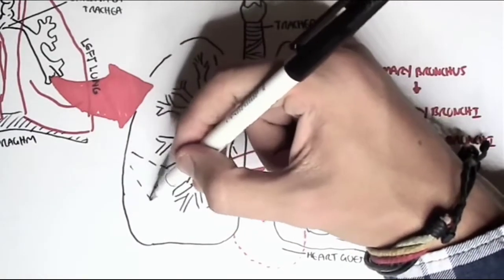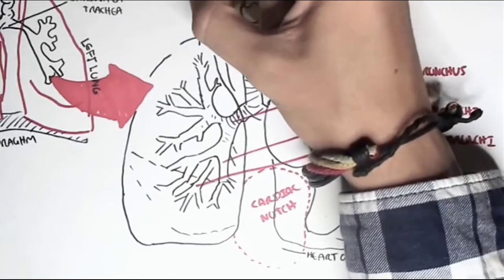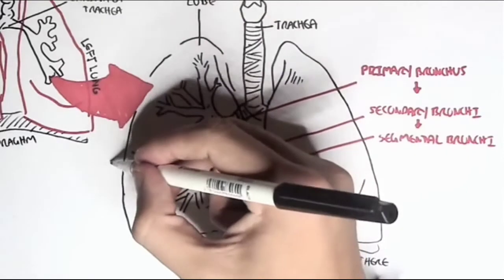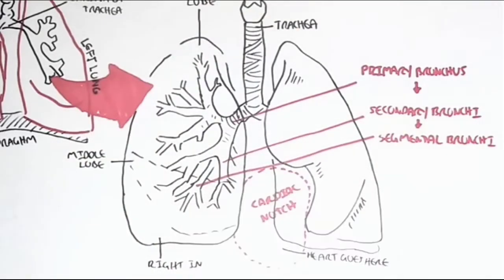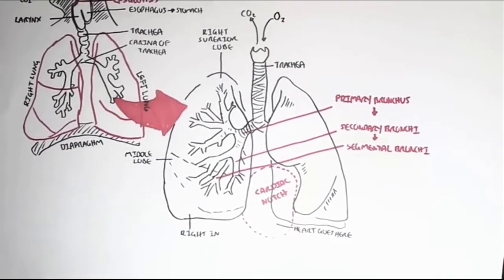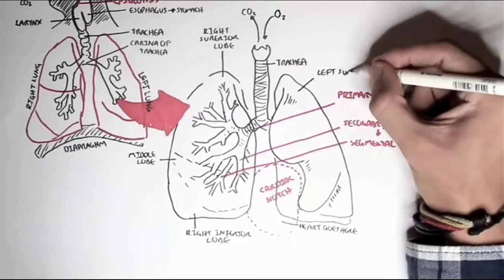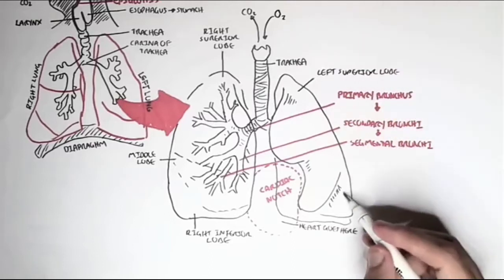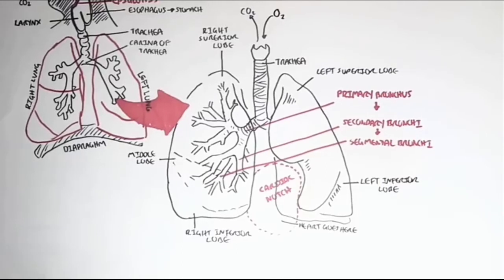And as we all know, the right lung consists of 3 lobes, and the left lung consists of 2 lobes. The right lung consists of the right superior lobe, middle lobe, and right inferior lobe. But the left lung consists of 2 lobes, the left superior lobe and the left inferior lobe.